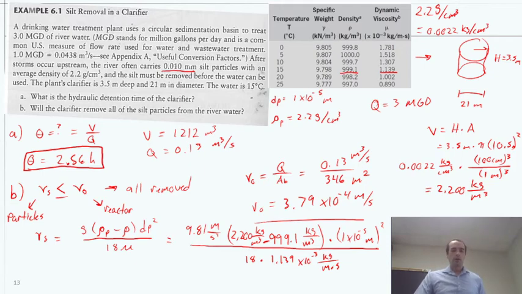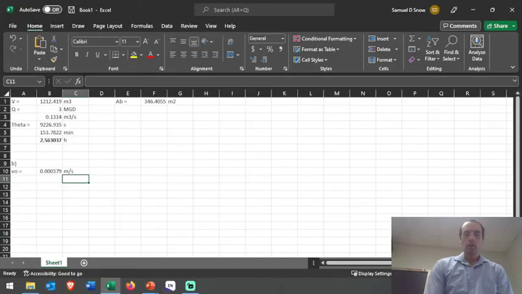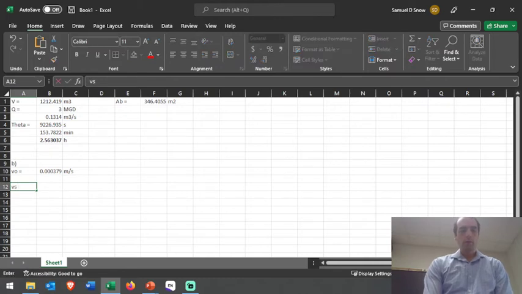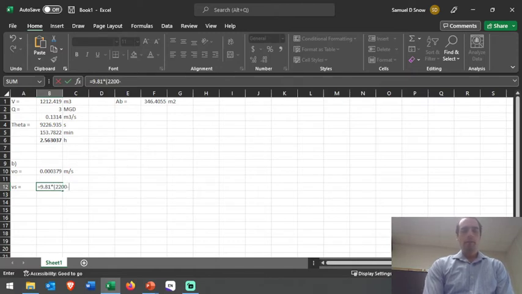Okay, so with that, we can crunch some numbers. Say Vs is going to be equal to 9.81 times, that was 2200 minus 999.1, times 10 to the negative fifth squared. All of that divided by 18 times, was it 1.139, I think? E to the minus third. If I did that right.